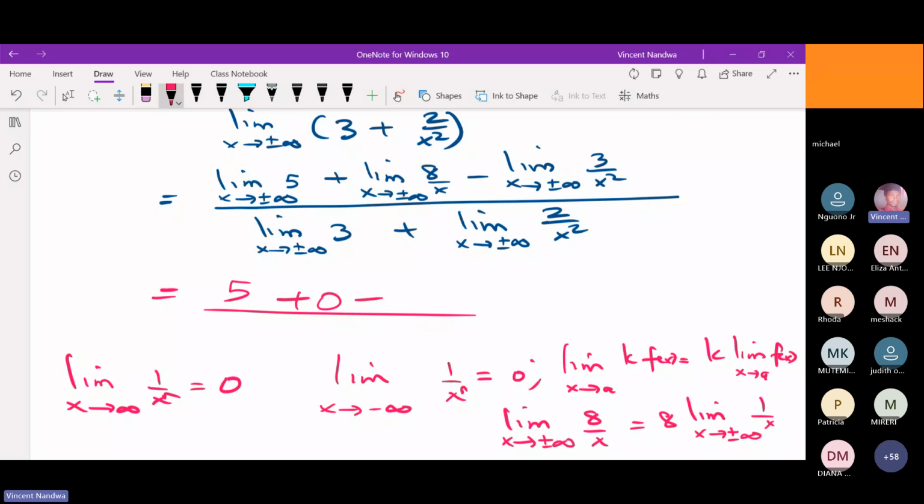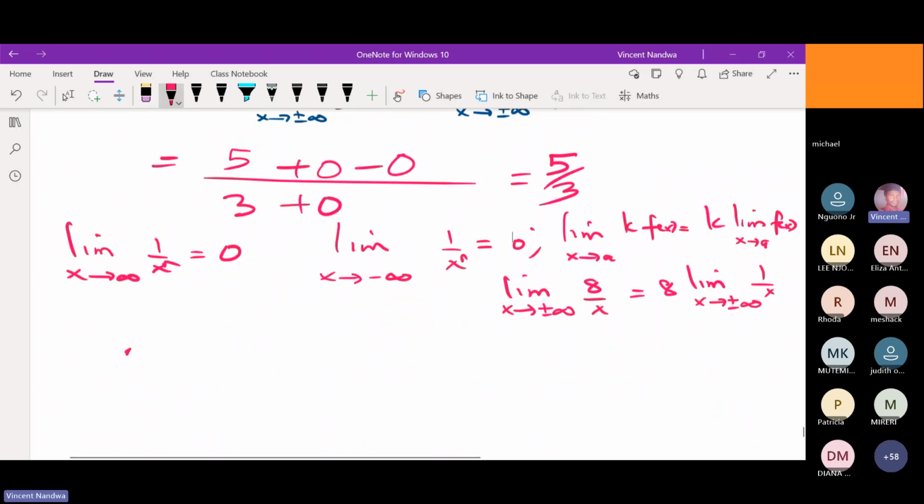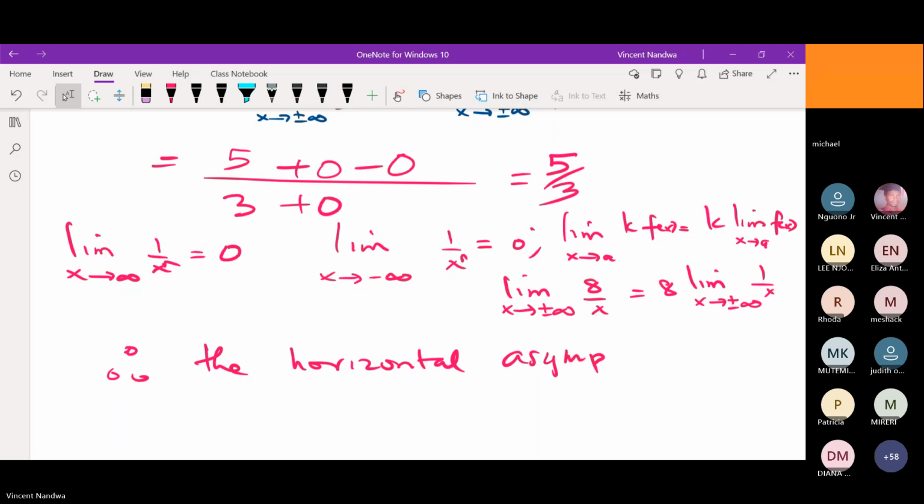0. This lower one, the first term will be 3. Second part, 0. So the final answer will be 5 over 3. 5/3, correct. So therefore, the horizontal asymptote is y equals 5/3.